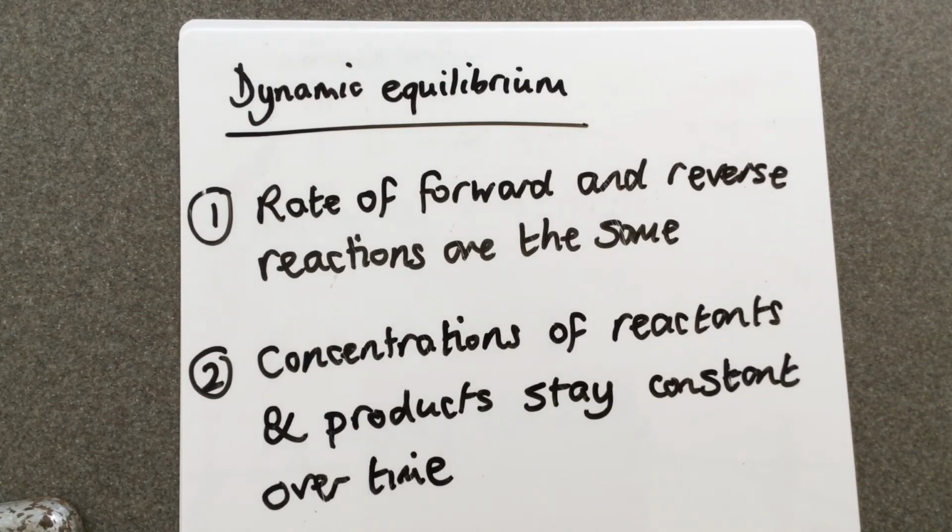Now, what I might want to do as a chemist or as a chemical engineer is design a process where I can change that position of equilibrium so that I increase the concentration of products and decrease the concentration of reactants. And I do that by changing things like concentration, pressure, temperature.